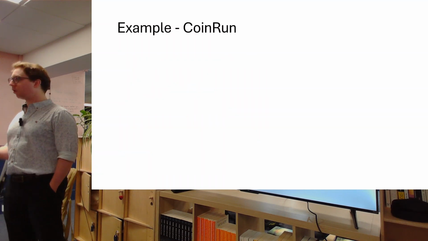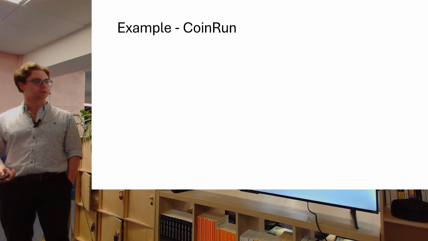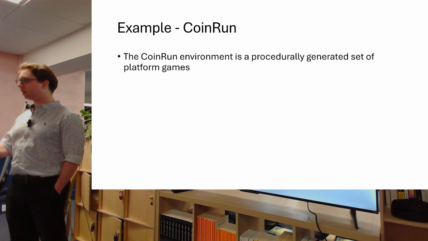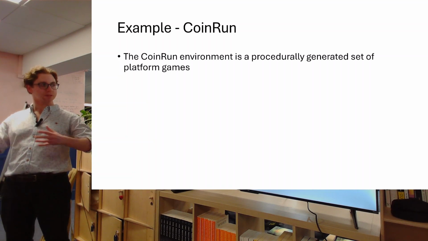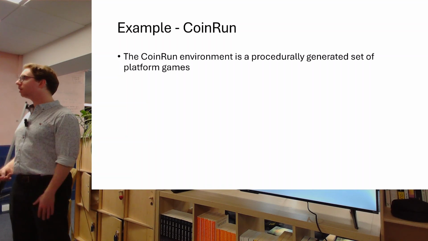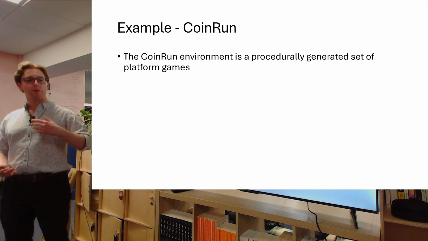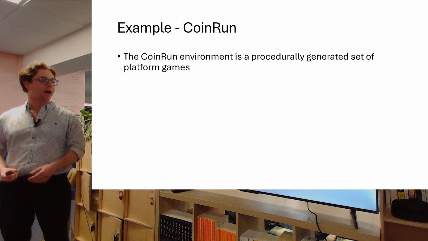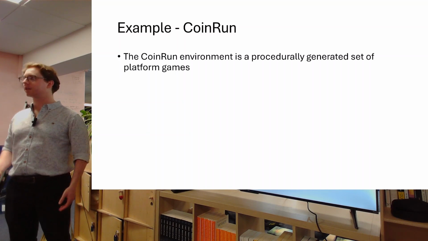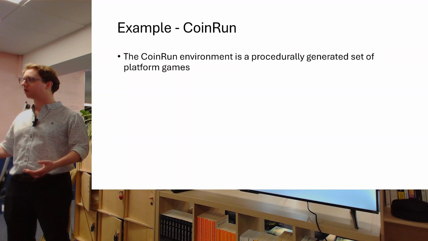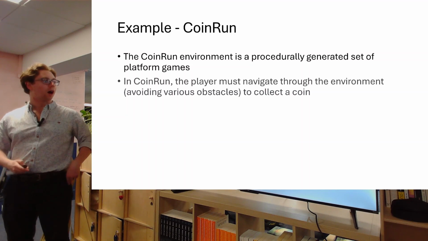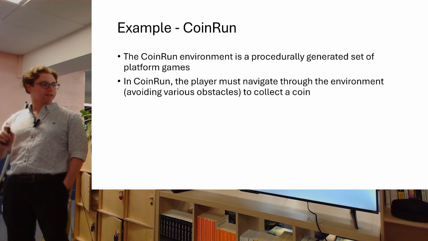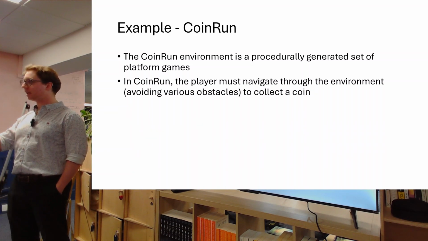So the first example is Coin Run. This is like the most popular example of goal misgeneralization. So Coin Run is a platformer video game consisting of a procedurally generated set of platformers. So a platform game is a 2D game where you just run across the screen and you can jump over obstacles and often interact with various elements, and there might be enemies that you have to jump and dodge over, stuff like that. In Coin Run, you have to navigate through this 2D environment until you collect a coin. So that's sort of the aim of the game.